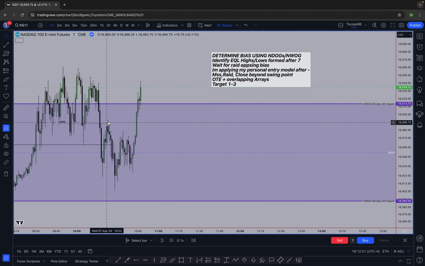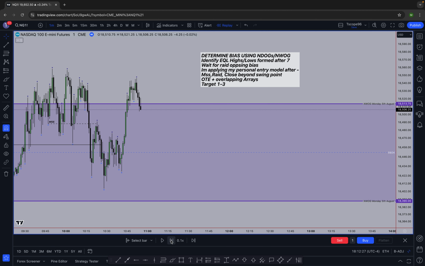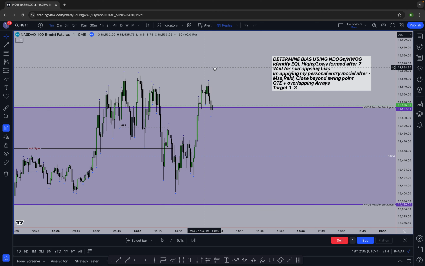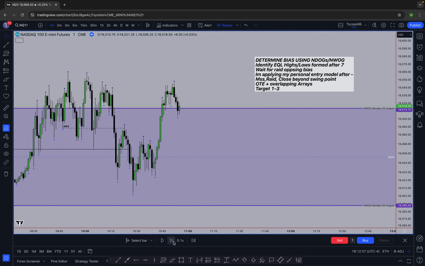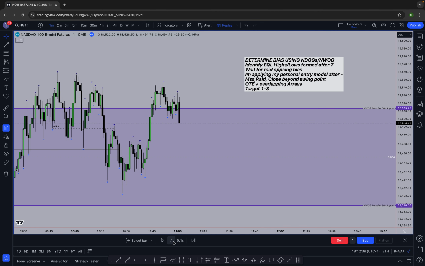Okay, so this lower high here gets taken out. Now I want to see a close below a swing low to confirm. So we get this close below this swing low, but I don't want to take this because I don't like this equal highs to me. There might be SMT with ES here, I don't know, but I don't like that one bit.